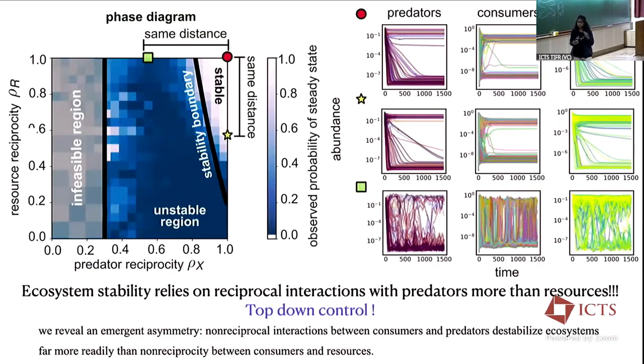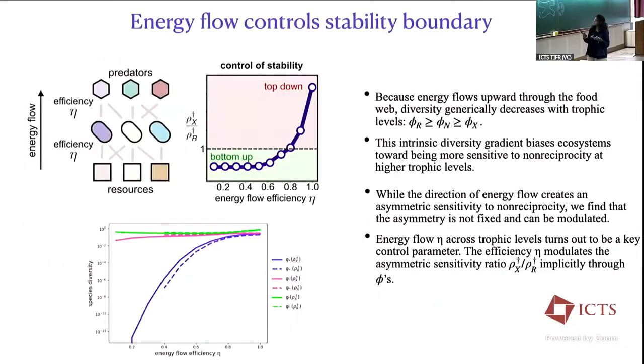So what happens if we reduce the energy efficiency? Can we change the stability boundary? And yes, if we reduce the energy efficiency, let's call eta the efficiency. It varies from 0 to 1. 1 means energy is efficiently transferred across layers, and 0 means it's not transferred at all. So if we reduce from 1 to 0, what happens to the stability of the system?